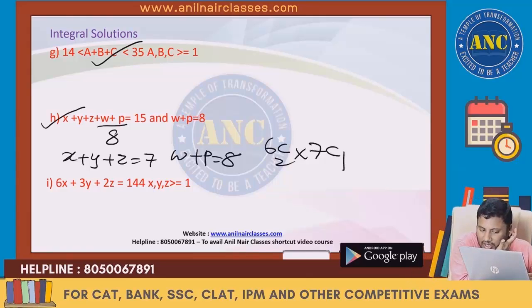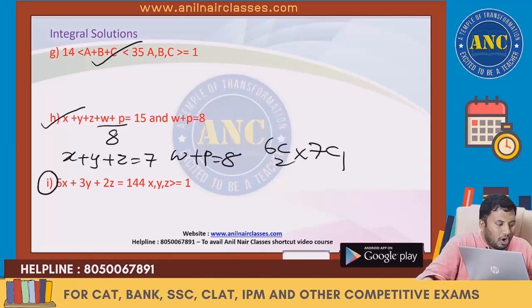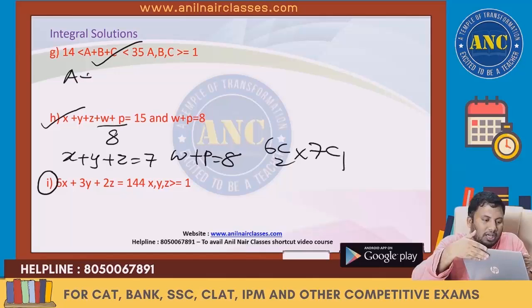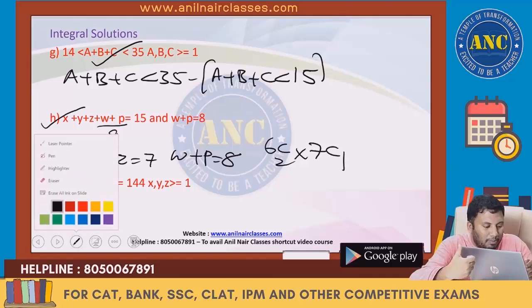G and H. Now I. See the question number I. All these models we solved in the class. This is nothing but a plus b plus c less than 35 minus a plus b plus c less than 15. This model also we covered. Problem number I.